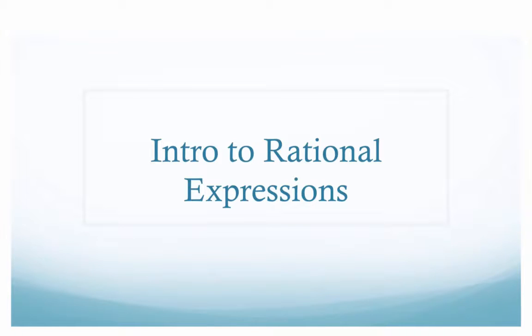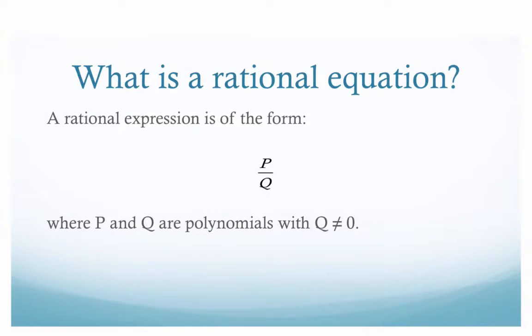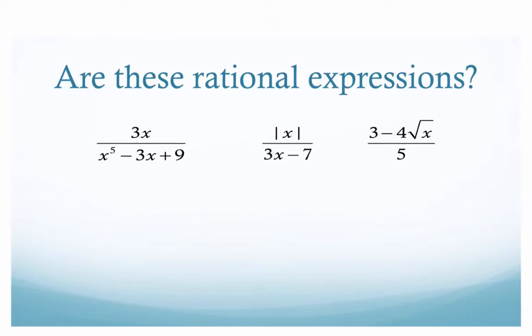In this lesson, we're going to talk about rational expressions. First of all, what is a rational expression? A rational expression is of the form p divided by q as a fraction, where p and q are just polynomials and q cannot equal 0. Because think about it, if my denominator is equal to 0, then my expression is no longer going to be defined. We're going to talk about that in a little bit.